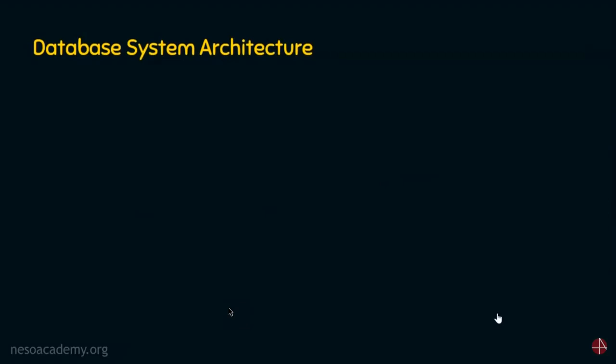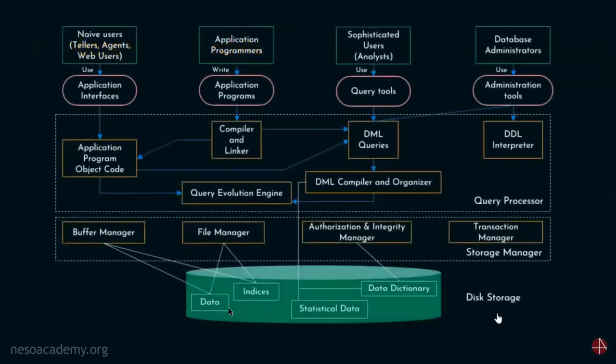At first, let me show you the architecture diagram. Here is the database system architecture. If you see the diagram, we can see the users are at the top level. The naive users, the application programmers, the sophisticated users, and the database administrators. Obviously, each users will be preferring some set of tools for their activities.